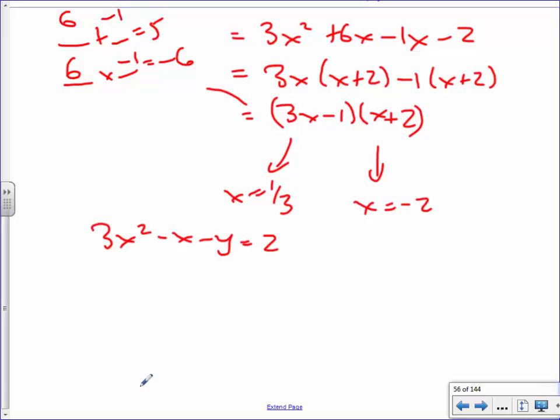Okay. I'm going to save the 1 over third. No, let's do the 1 over third first. It's hard. Okay, let's plug in 1/3. 1/3 minus 1/3 minus y equals 2.